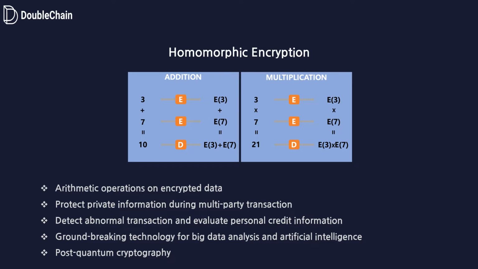In the financial field, homomorphic encryption schemes can be applied to detect abnormal transactions and evaluate personal credit information. These days, it is regarded as groundbreaking technology for big data analysis and artificial intelligence. So far, all the known homomorphic encryption schemes are based on the hardness of lattice problems or approximate GCD problems. So, it is expected that homomorphic encryption schemes can provide a safe crypto system against quantum attacks.